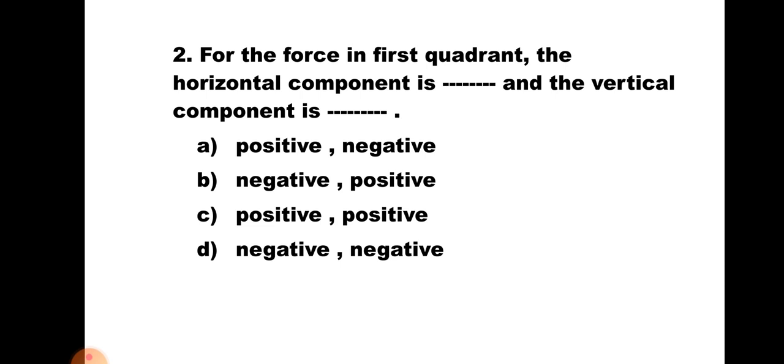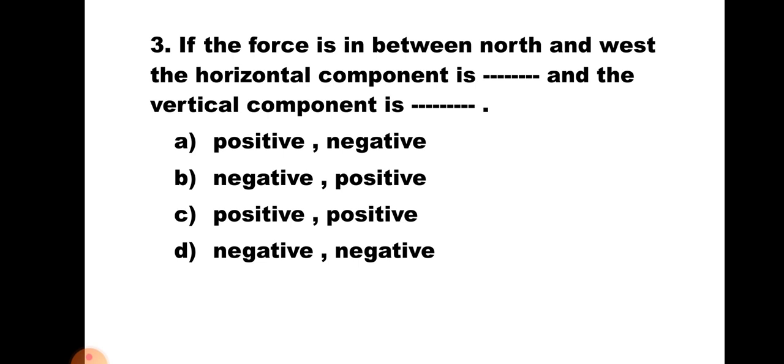Question number 2. For the force in first quadrant, the horizontal component is dash dash dash and the vertical component is dash dash dash. A. Positive, negative. B. Negative, positive. C. Positive, positive. And D. Negative, negative. We know that whenever the point lies in the first quadrant, its x and y coordinates both are positive. Similarly, when the force lies in first quadrant, both components are positive. Hence the correct answer is C. Positive, positive.